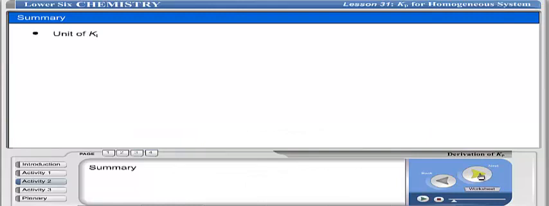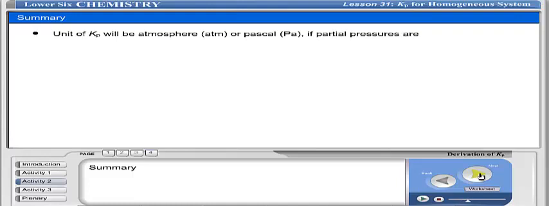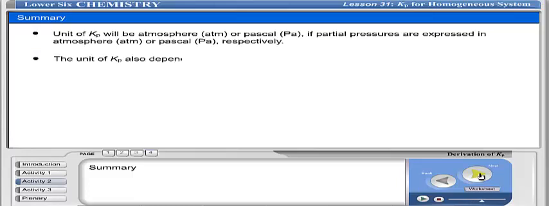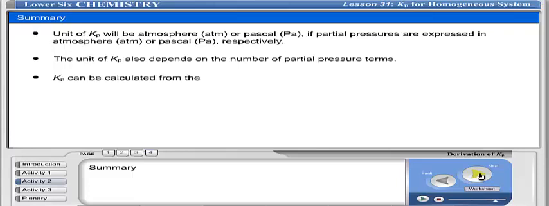Summary: unit of Kp will be atmosphere or pascals if partial pressures are expressed in atmospheres or pascals respectively. The unit of Kp also depends on the number of partial pressure terms. Kp can be calculated from the values of equilibrium partial pressures.